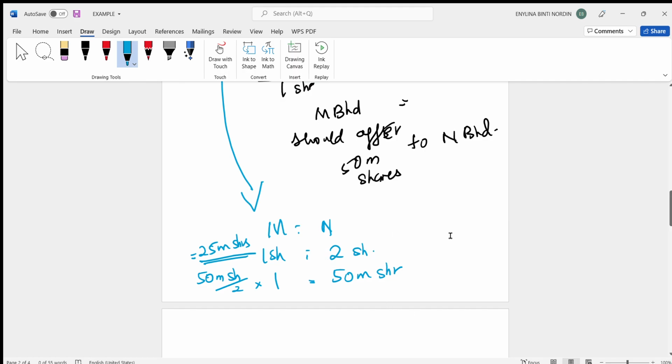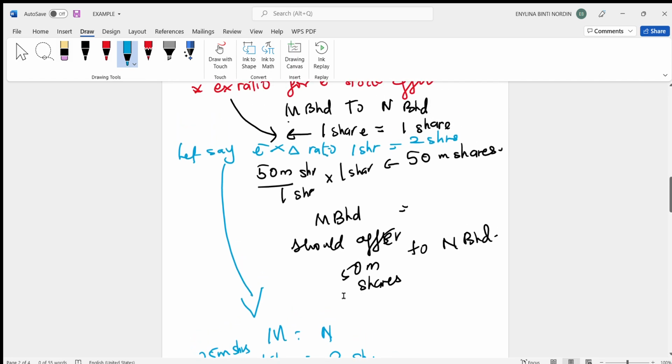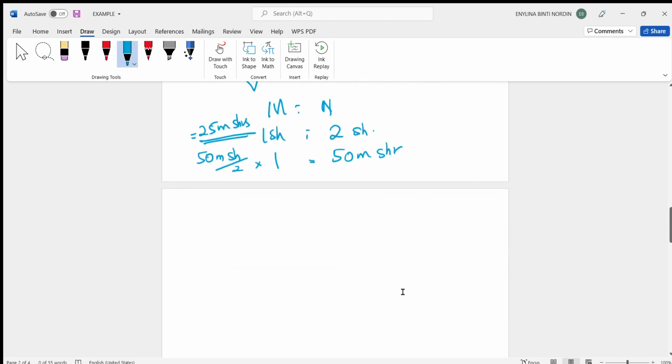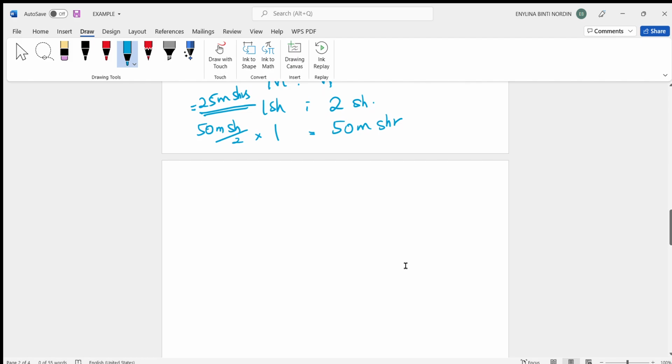But in our example, the exchange ratio is 1 to 1. So based on this 1 to 1 ratio, M must offer 50 million shares, the same as what N Berhad has issued. Now we are calculating the NPV of the merger using the stock offer.